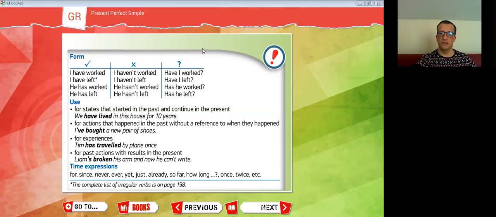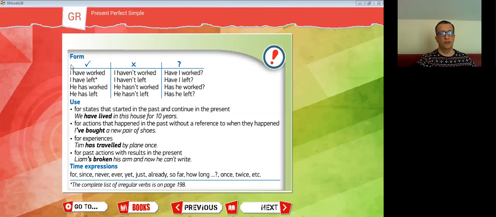Sometimes we use it for our experience, and sometimes we use it for an action started in the past and finished about these times, but we don't want to give any time, or for an action resulted in the present.